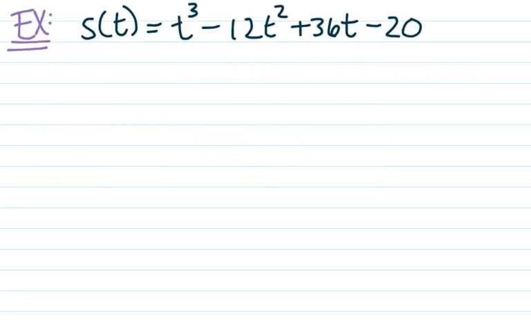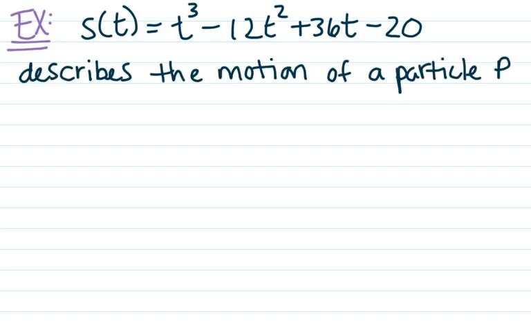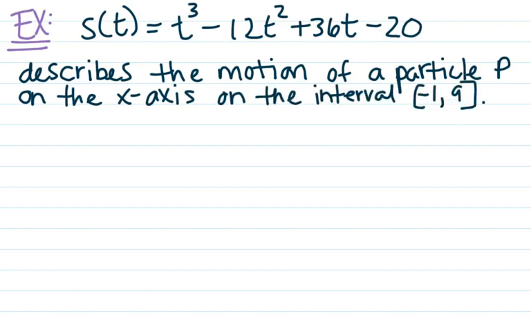So let's do an example. So we're going to let the function s of t equal t cubed minus 12t squared plus 36t minus 20. Describe the motion of some particle we're going to call p as it's moving along the x-axis, so we're thinking of left and right in this problem, as it's moving on the interval [-1, 9].